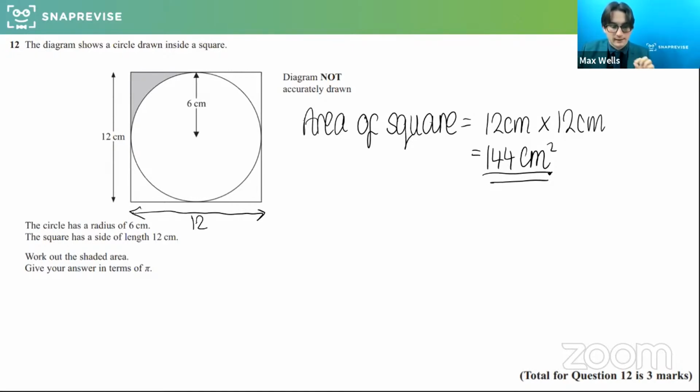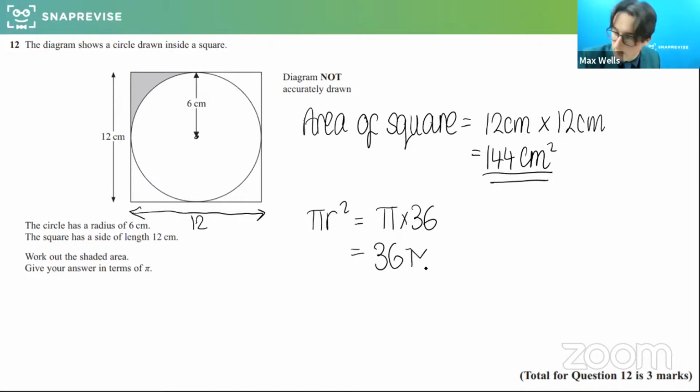144 centimeters squared. Now, the circle, can anyone tell me the area of the circle that we are trying to account for? Okay, right. So the area of the circle, the radius is 6, pi r squared is going to be pi times 36. So 36 pi.